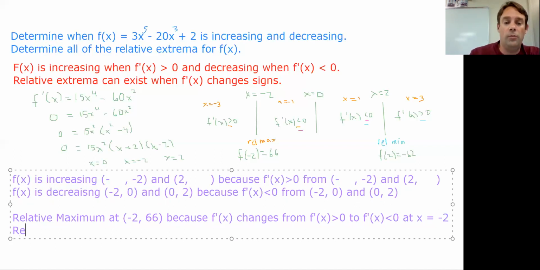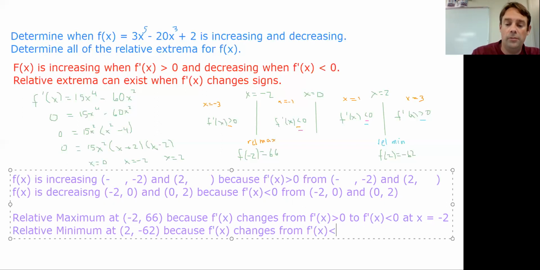And we add a relative minimum as well, at 2, -62, because f prime of x changes from being less than 0 to being greater than 0 at x equals 2.